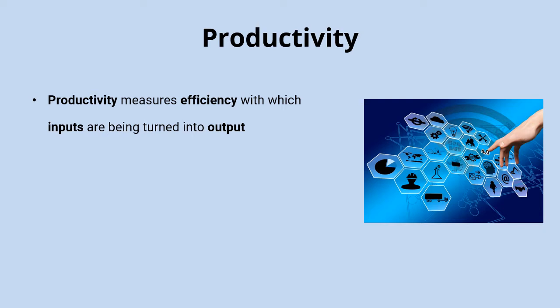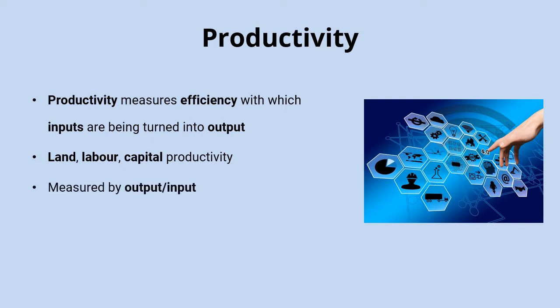And the more productive we're able to be, the more output we're able to produce with fewer of those scarce resources. And when we're talking about the inputs to the production process, we're talking about the factors of production. So you could calculate land, labour or capital productivity. And the way that you do that is that you would just take output and divide it by input.